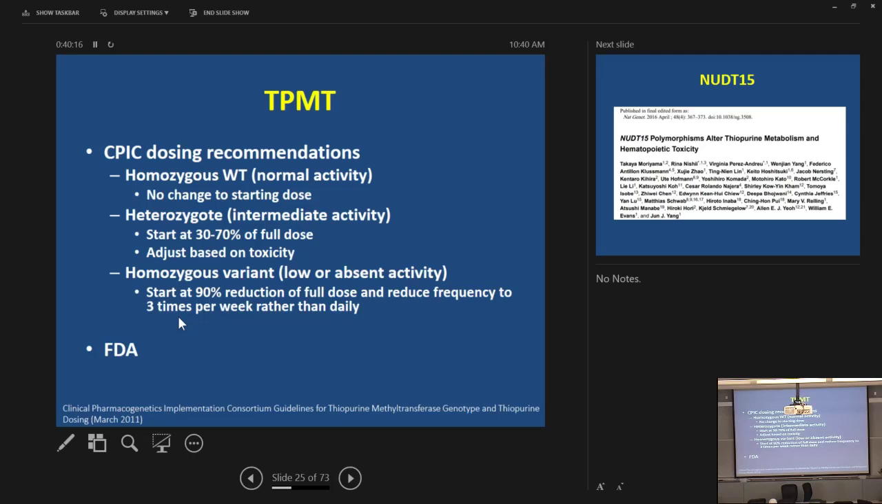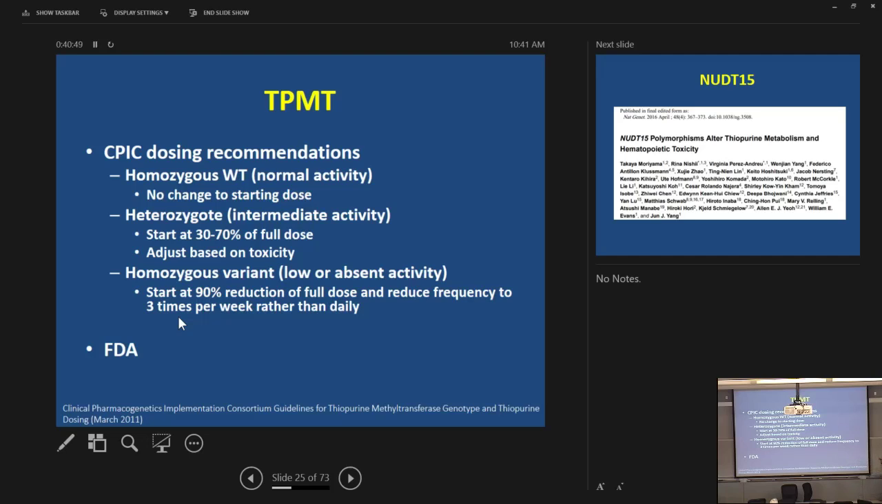We're going to give these patients the drug, and then based on their toxicity, we may titrate up or we may titrate down. I'll just tell you, for TPMT in the pediatric population, they always test for this. They test it in every ALL patient just off the bat, to determine what's going on. So 30 to 70% of the full dose.